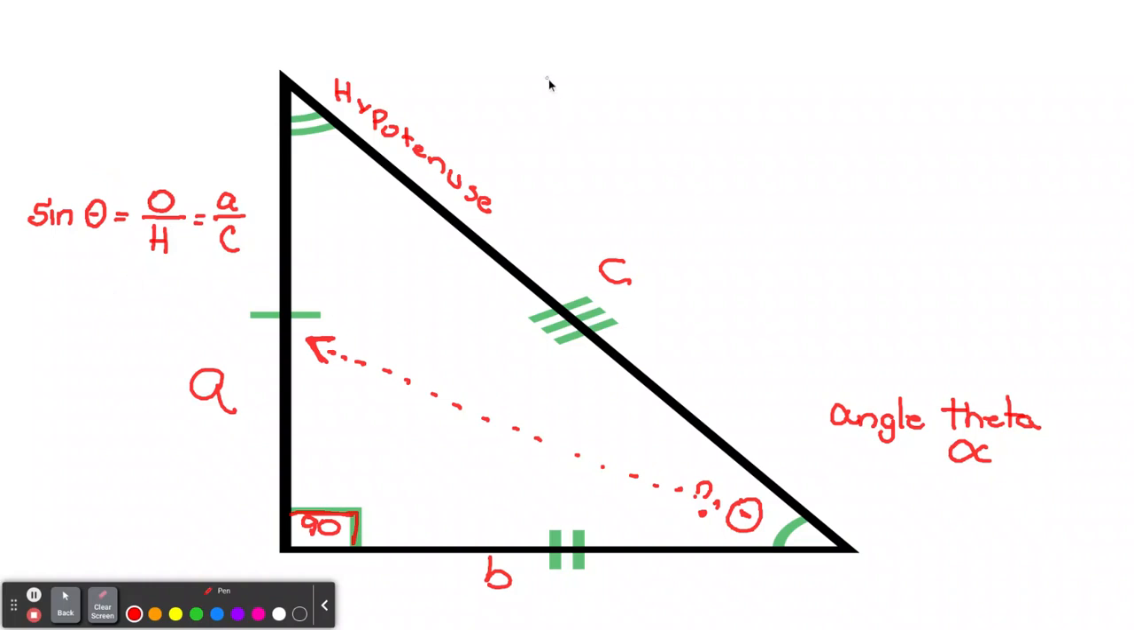And you'll hear this word SOH. It's a way to remember this. SOH CAH TOA. We'll do the CAH part in a minute. So then if I said cosine theta, well, cosine is adjacent over hypotenuse. So let's look at this angle right here. What's adjacent to it? What's next to it? Right here's the arrow. It'll be B. That's adjacent. So adjacent would be the B over the hypotenuse, B over C.